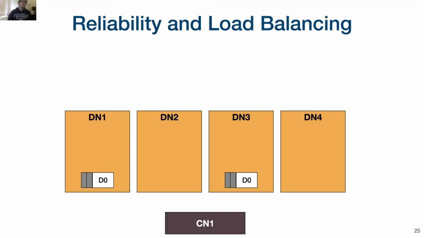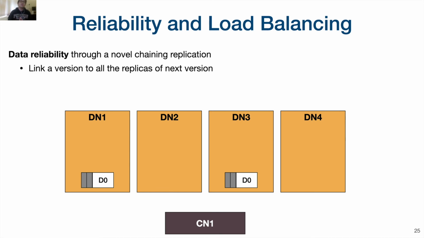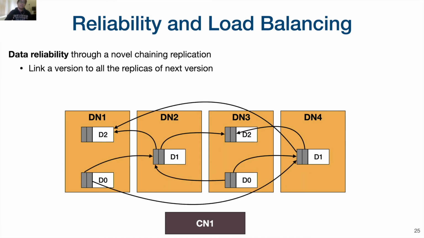Clover also ensures data durability for both the data and the metadata planes. To provide data durability, Clover built a chaining replication mechanism in which Clover links the version to all the replicas of the next version. It works as follows. Please check out the paper for details.